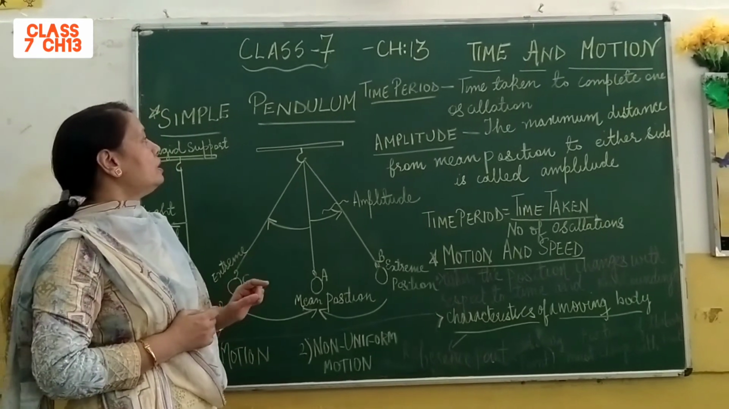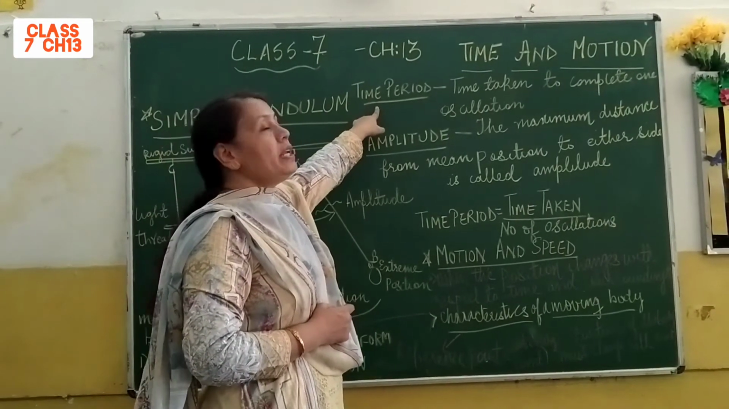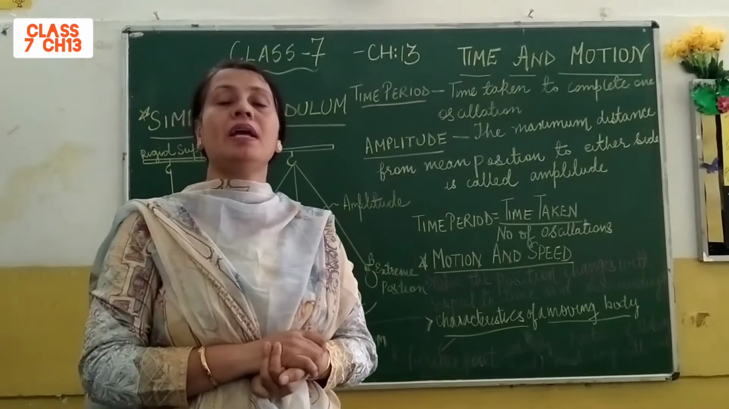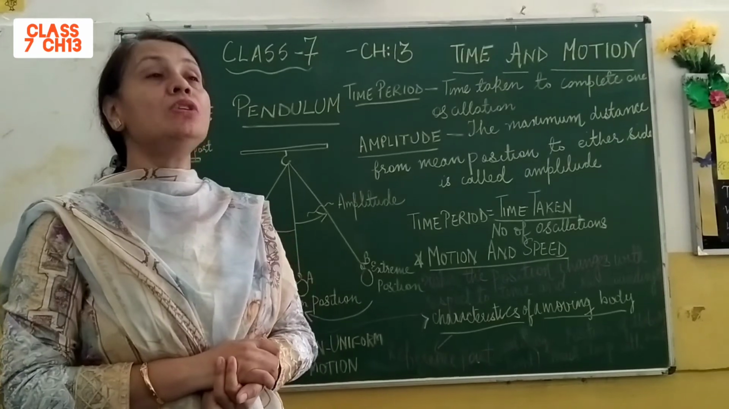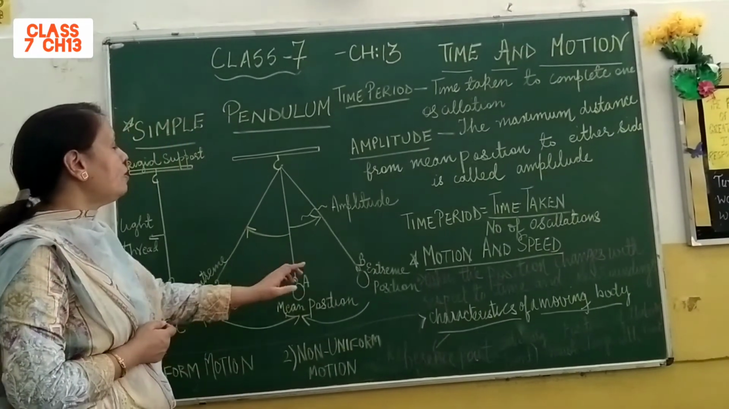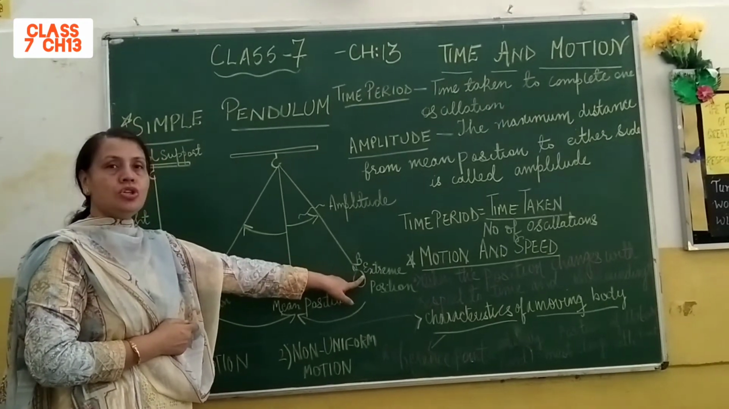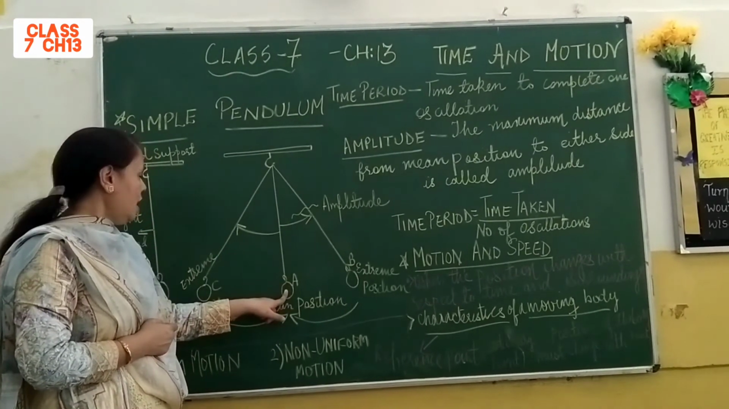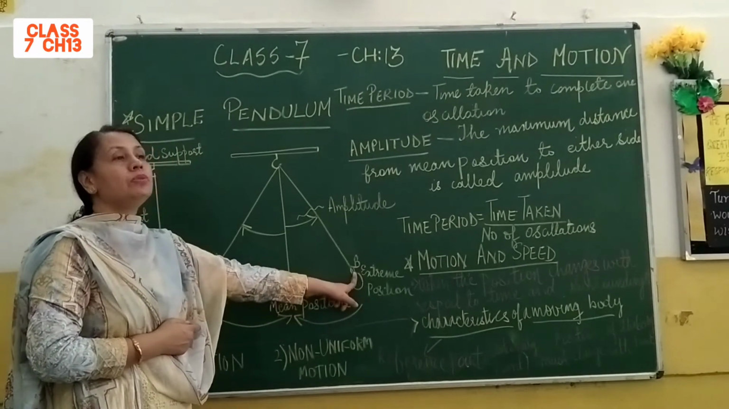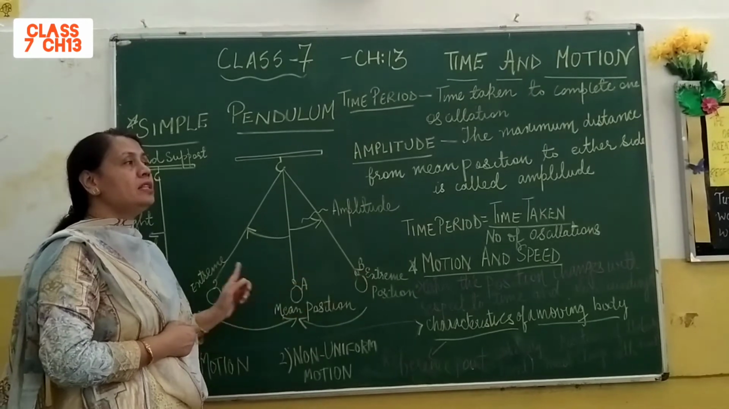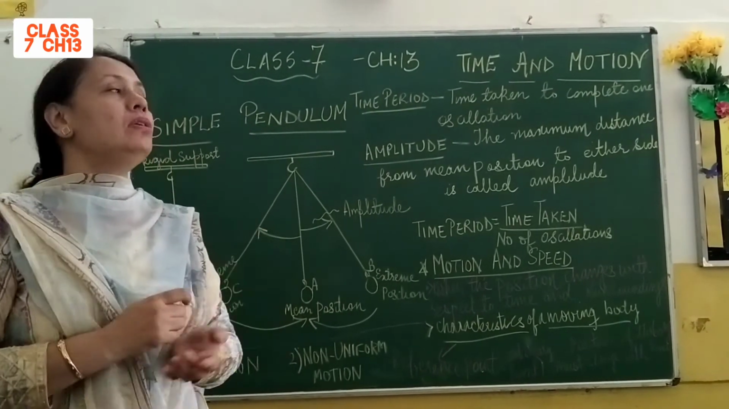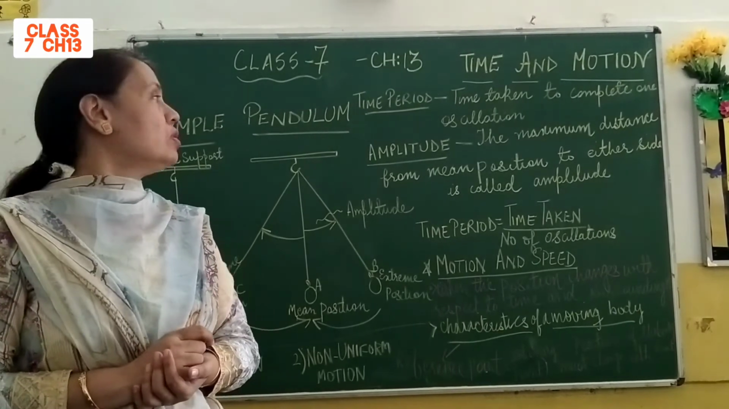Now, coming to the terms related to the pendulum. The first one is time period. Time period means the time taken by a pendulum to complete one oscillation. What I mean by one oscillation: suppose a pendulum starts from position B, then it comes to A, goes to C, comes to A, and then again comes to B. When we complete this one round, we say that the pendulum has completed one oscillation.